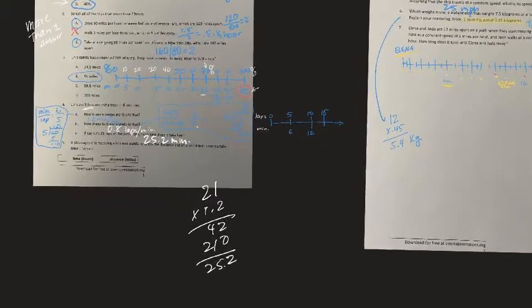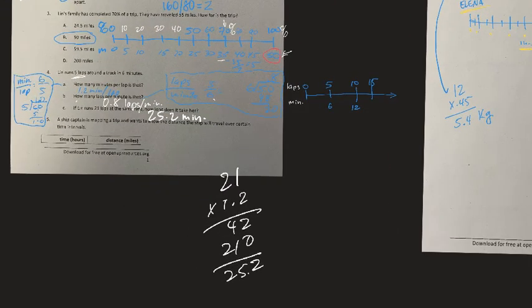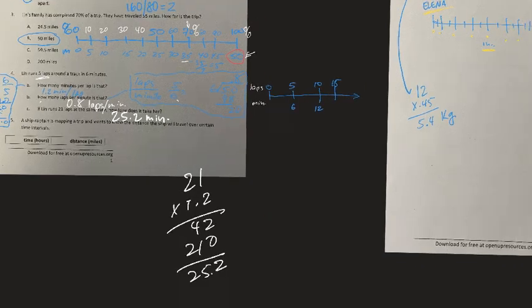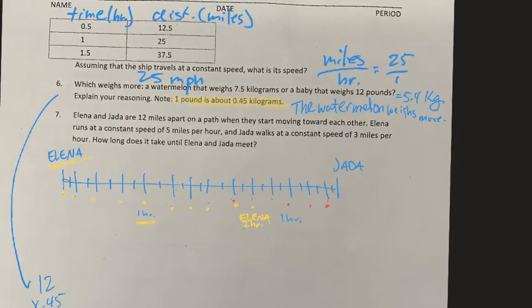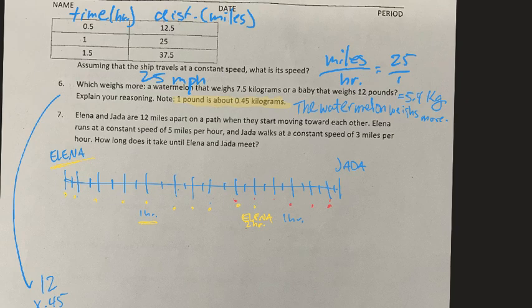The first part is on this page. This gets broken up. A ship captain is mapping a trip and wants to show the distance the ship will travel over certain time intervals. Fair enough. So in this column, we have the time he's going. In this one, I have the distance in miles he's going. Assuming that the ship travels at a constant speed, what is its speed?